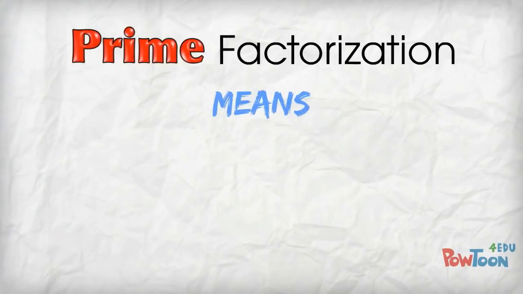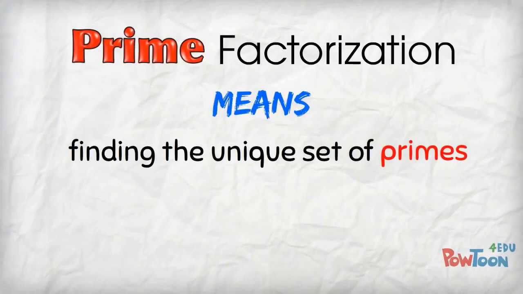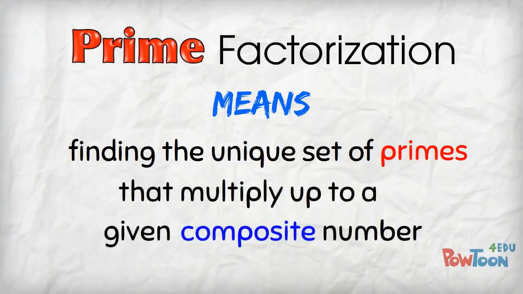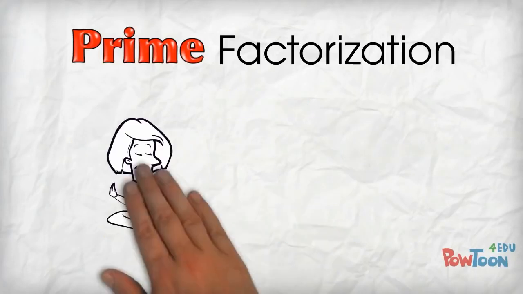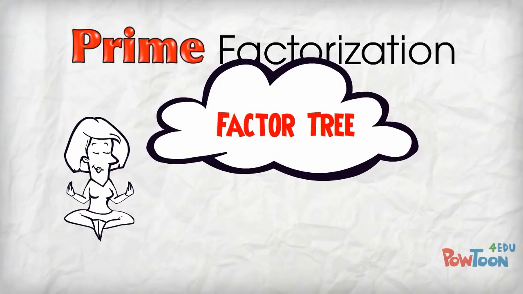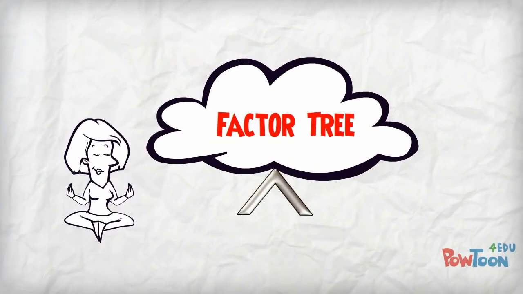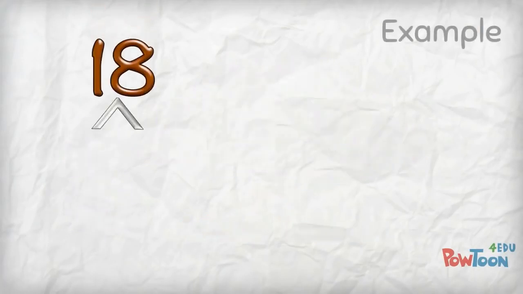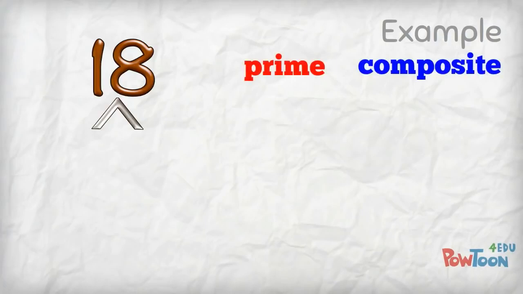Prime factorization means finding that single set of prime numbers that multiply up to a given composite number. To do a prime factorization, we can use a factor tree to help us split each composite number apart into its prime factors. Let's do an example. 18. We split 18 into factors until we can't split any more. I am using red for prime numbers and blue for composite numbers.